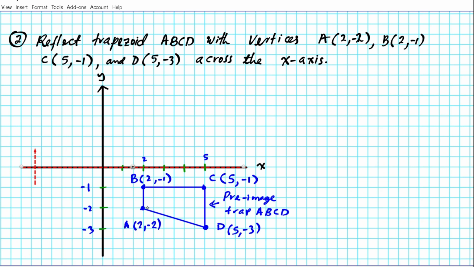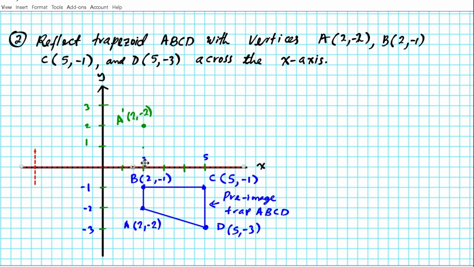Let's start with point A. A is 2 units down, so we're going to reflect it the same number of units up. So 1, 2, perpendicular to the x-axis, 2 units up. That's point A prime, the image of the reflection of A.